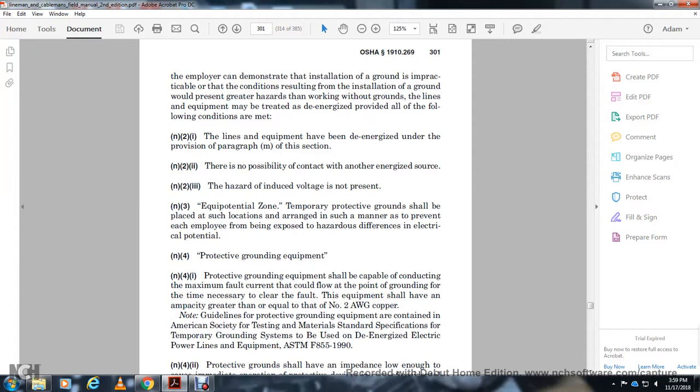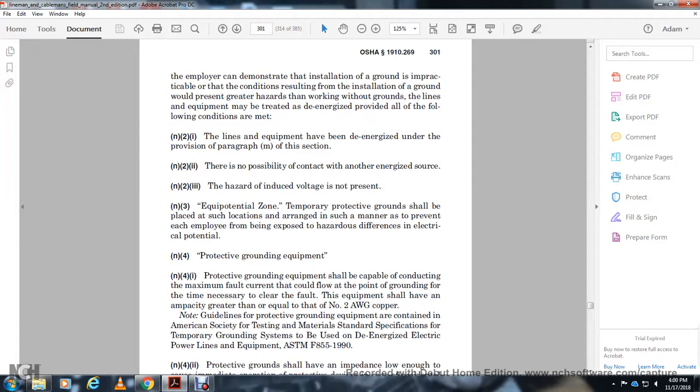The hazard of induced voltage is not present. Equipotential zone: temporary protective grounds shall be placed at the same location and arranged in such a manner as to prevent each employee from being exposed to hazardous differences in electrical potential. Protective grounding equipment: the protective grounding equipment shall be capable of conducting the maximum fault current that could flow at the point of grounding for the time necessary to clear the fault.